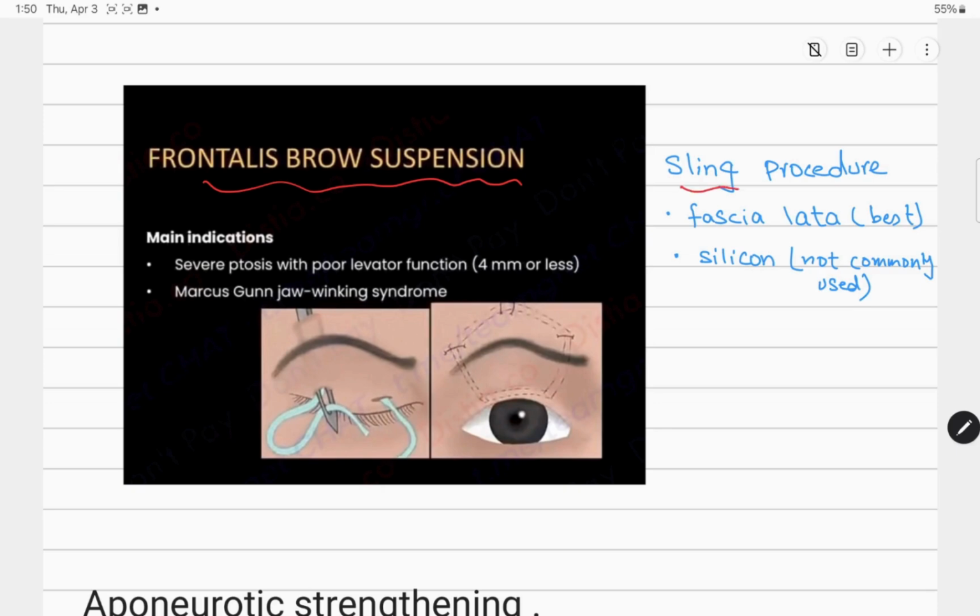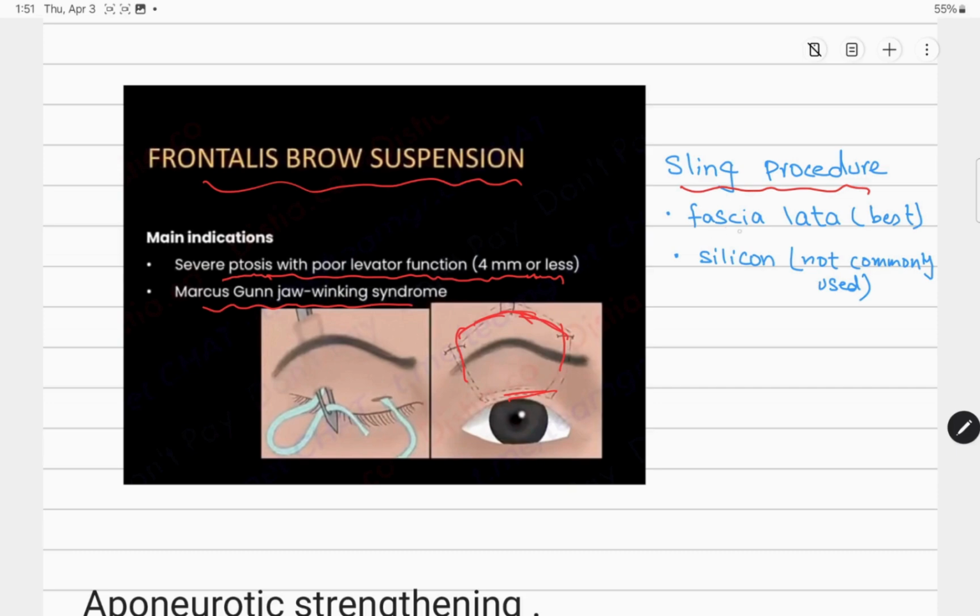The other is frontalis brow suspension. We also call it the sling procedure. If the LPS is not working properly and cannot elevate the eyelid up to 5 millimeters, we go for another procedure known as the sling procedure. As written, it is for severe ptosis with poor levator function of 4 mm or less, or in case of Marcus Gunn jaw-winking syndrome. In this case, we connect the eyelid with the frontalis muscle, because the LPS is not working properly.